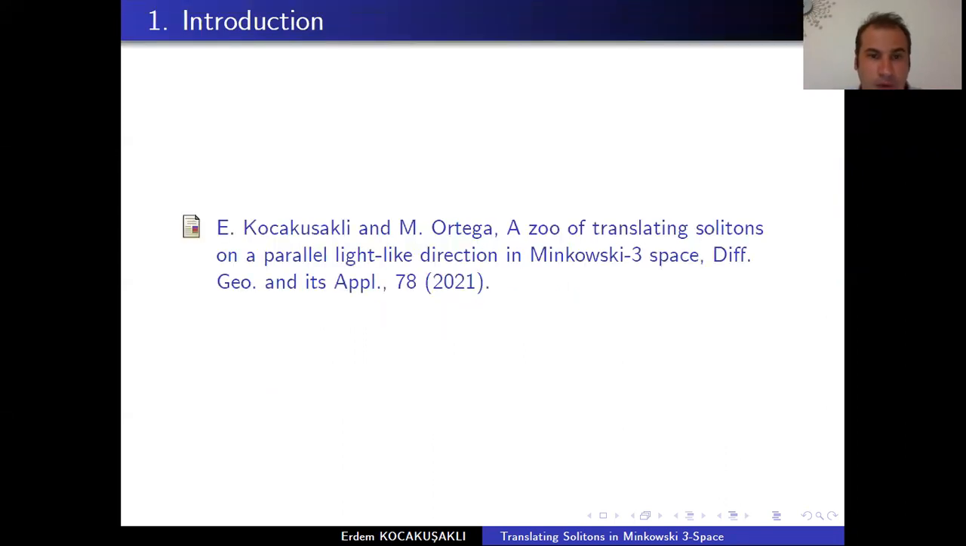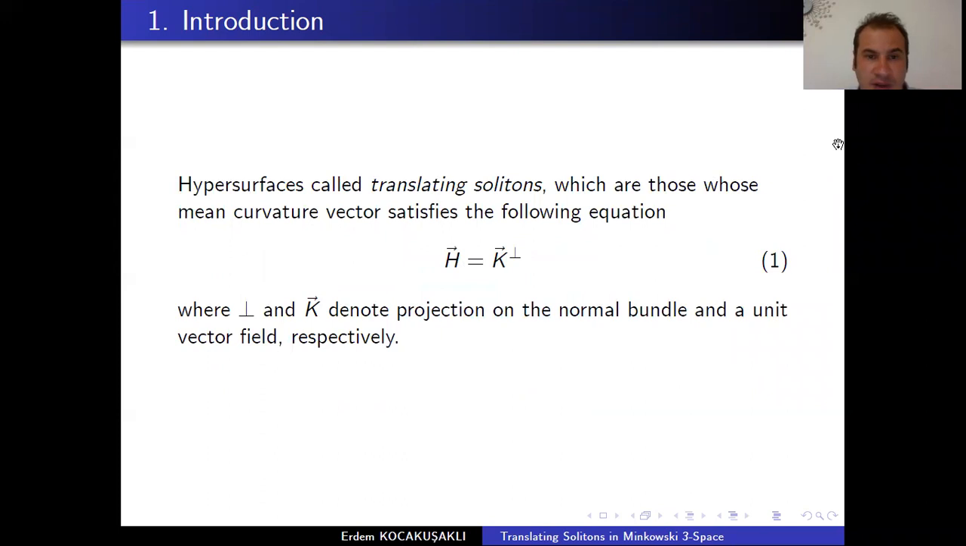This talk is based on our paper with Miguel Ortega, published in Differential Geometry and its Applications in 2021. Basically, a hypersurface is called a translating soliton if its mean curvature vector equals the orthogonal projection of K on the normal bundle. Here, K is a unit vector field.